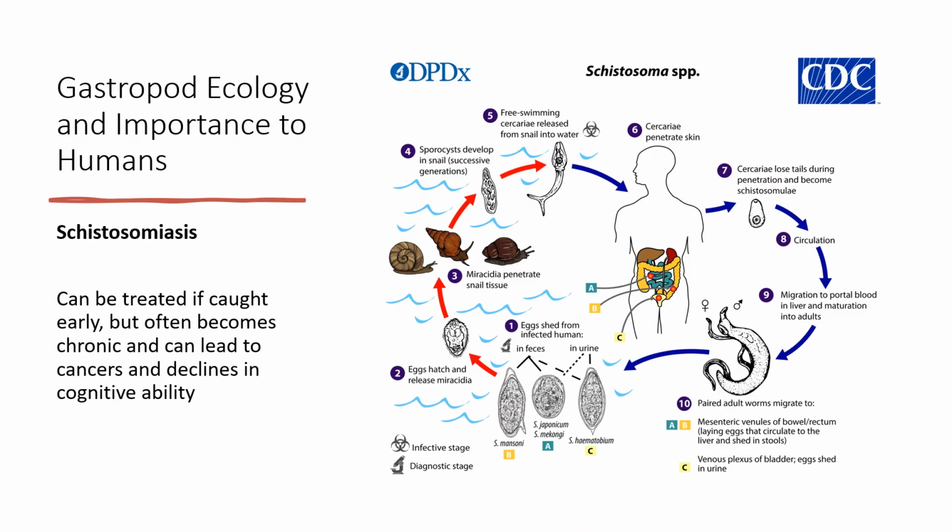If it's caught early, schistosomiasis can be treated. But sometimes that's not the case and it becomes a chronic infection before the person either knows they have it or has access to treatment. Chronic infections can be much more serious. They may result in cancers, such as bladder cancer, and they can also cause loss of cognitive ability.